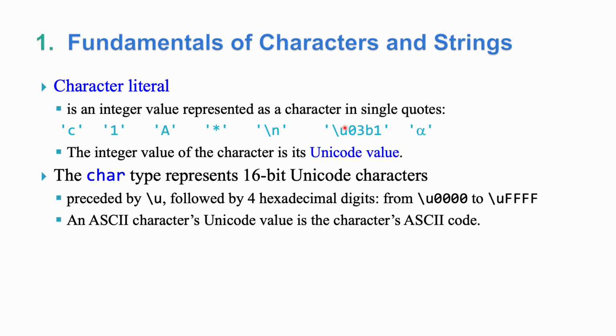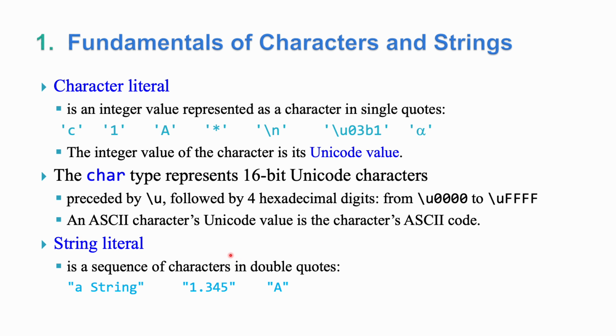For example, this is a character that represents the one with the Unicode value of 03B1 in hexadecimal. This is the Unicode of the Greek letter alpha. So these 2 characters are the same. Also note that Unicode characters also include ASCII characters, and the Unicode value of an ASCII character equals the character's ASCII code.